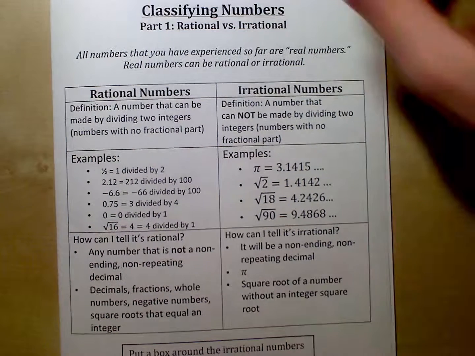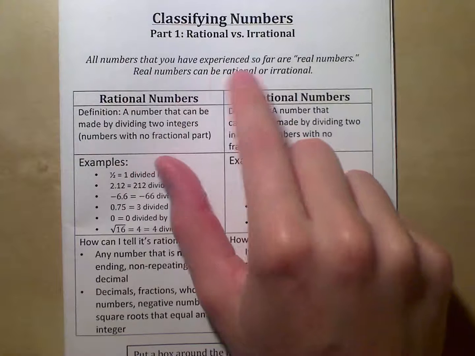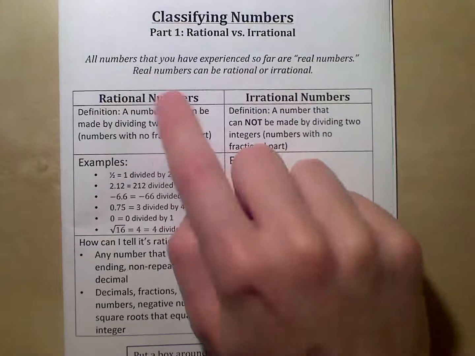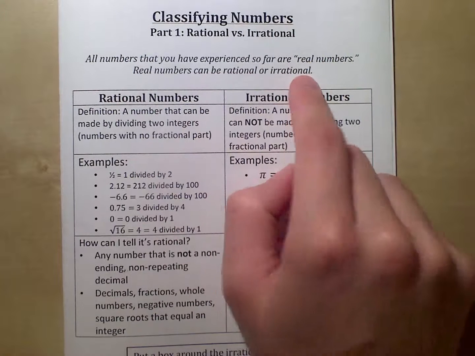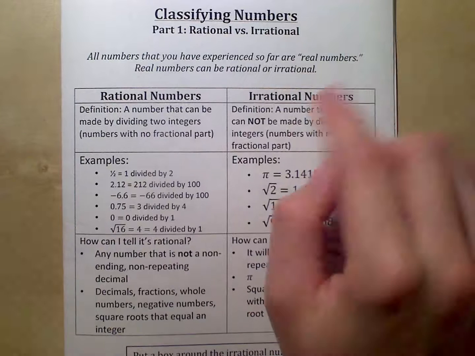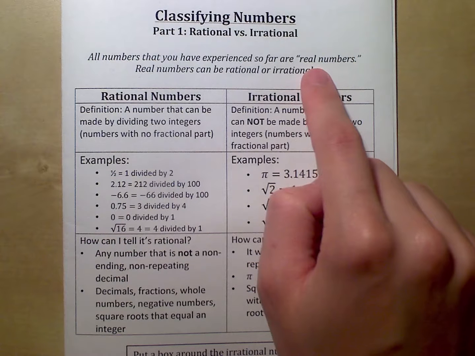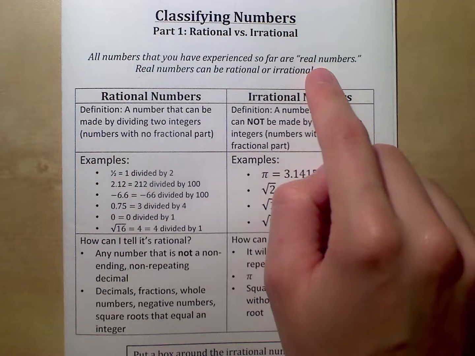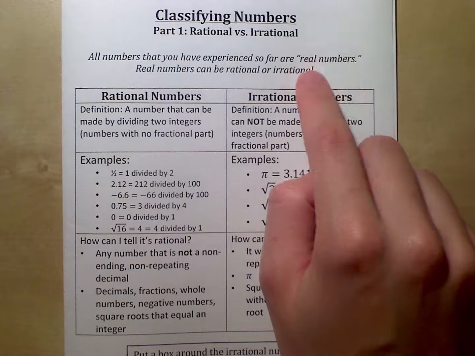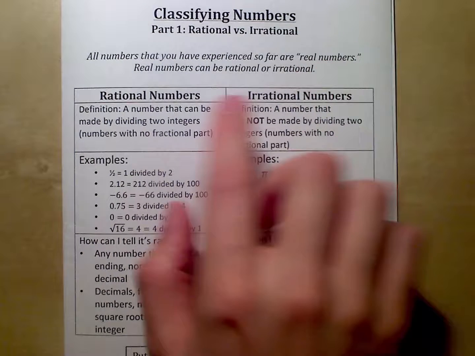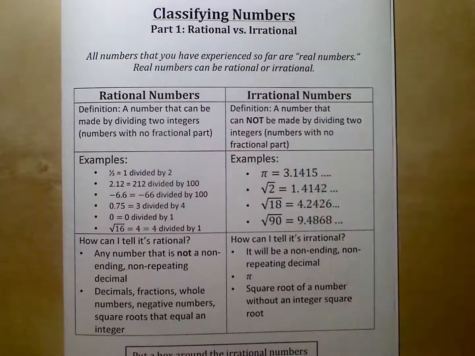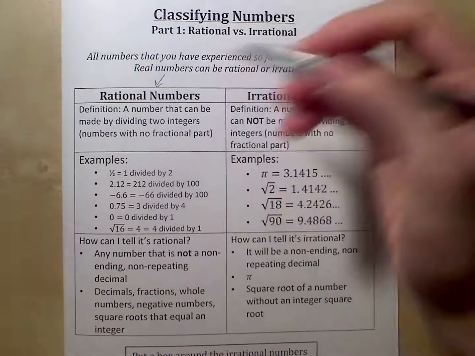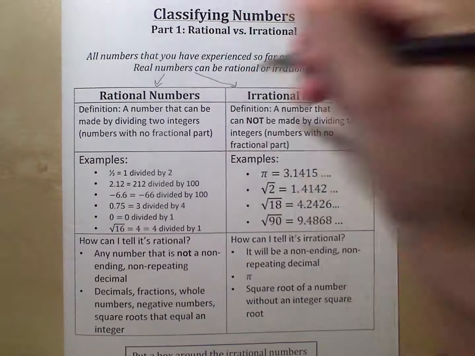So first, all numbers that you've experienced so far are real numbers. Real numbers can be rational or irrational. So basically, when we say real numbers, we mean numbers. There is such thing as an imaginary number, but you haven't learned about it yet, and you won't just come across it randomly. You'll see it in Algebra 2. So when we talk about all numbers, we say real numbers. Then we divide real numbers into two different categories. Some are rational and some are irrational.